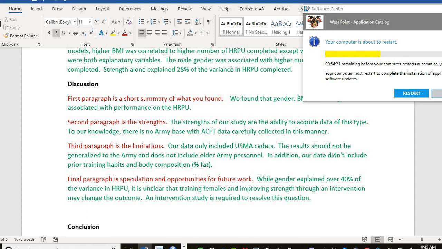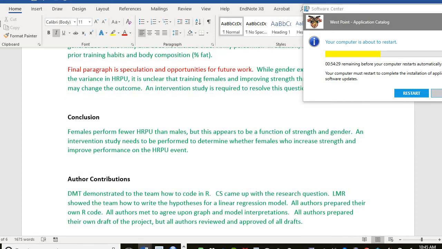And then, again, conclusion. I just copied and pasted my conclusion from the abstract. You can do the same thing. Conclusion is the bottom line up front. This is what my study found, period. And then at the end, I have the author contributions.